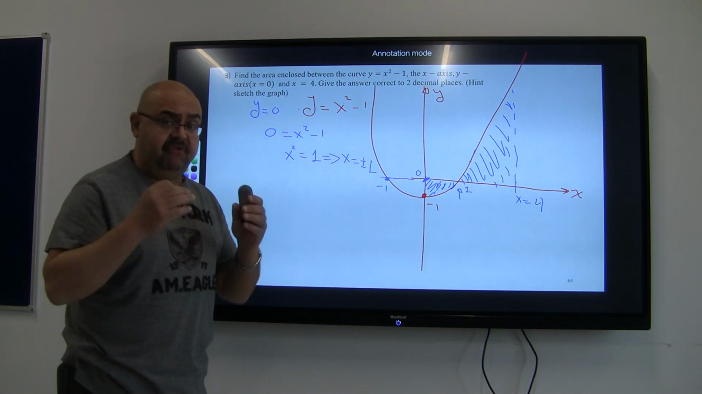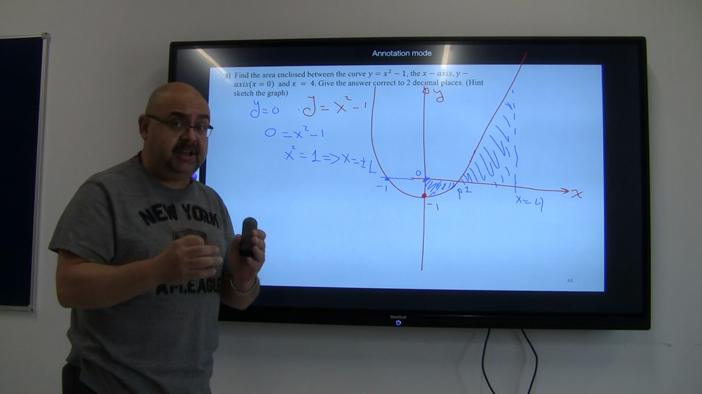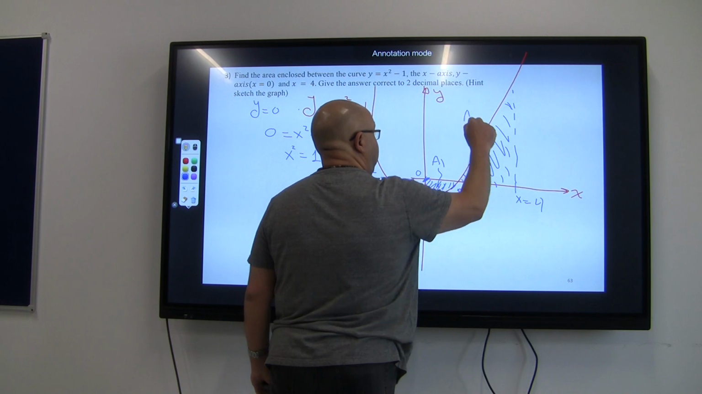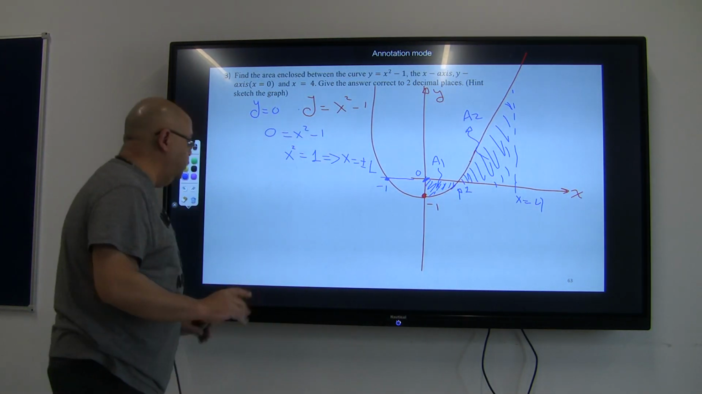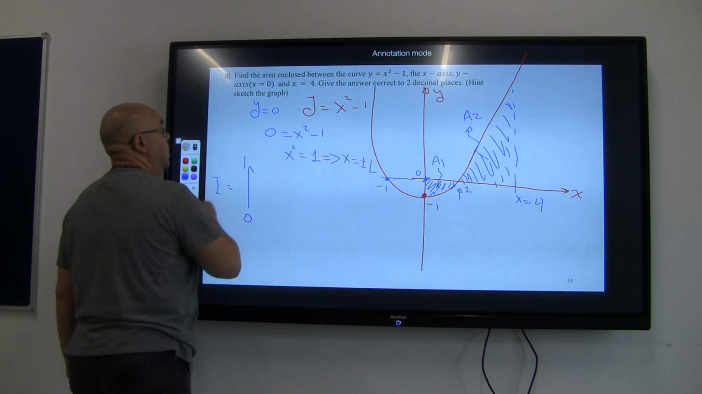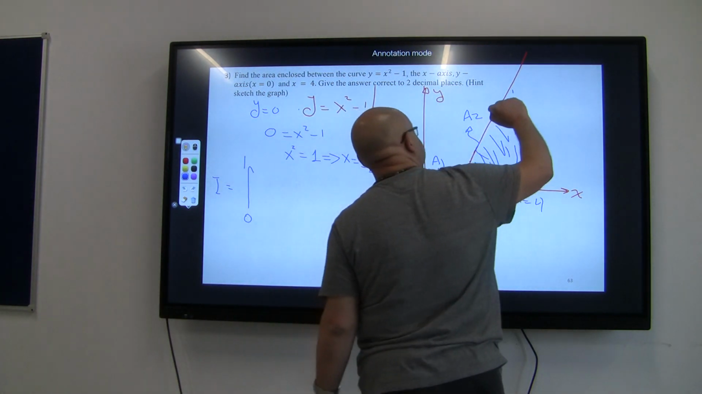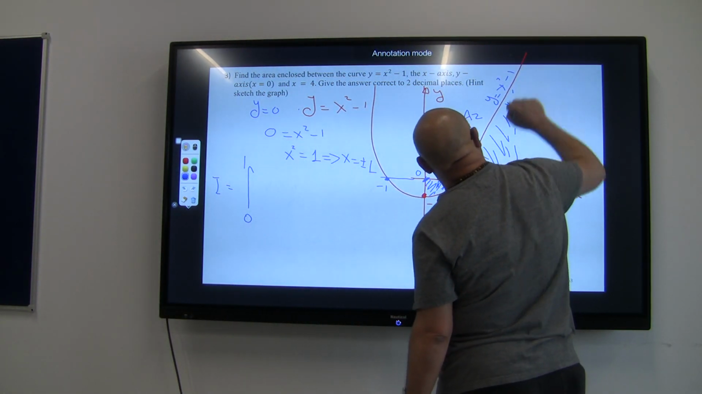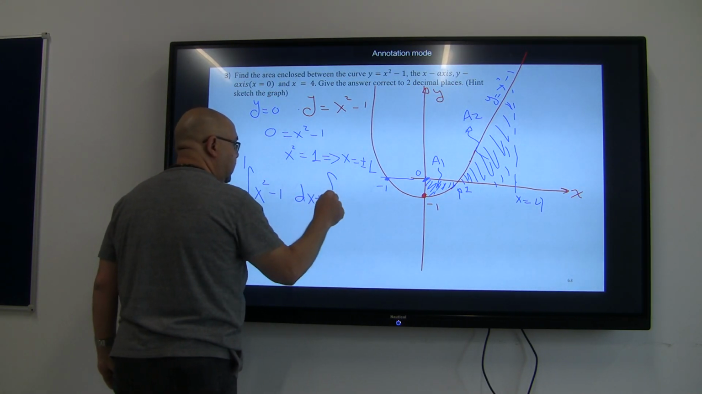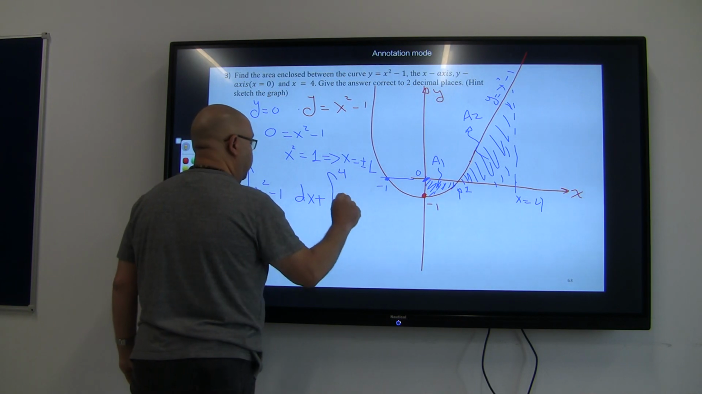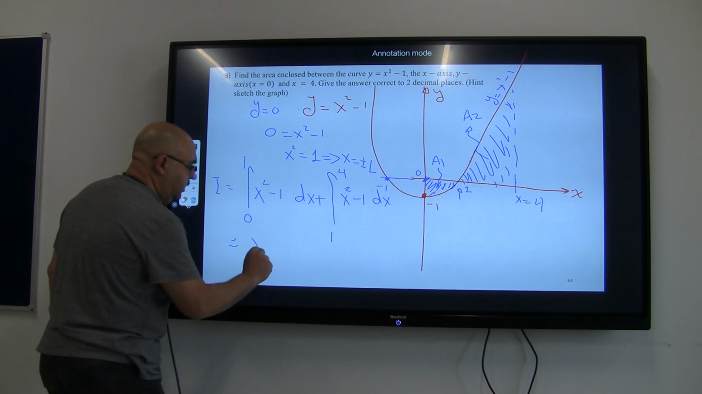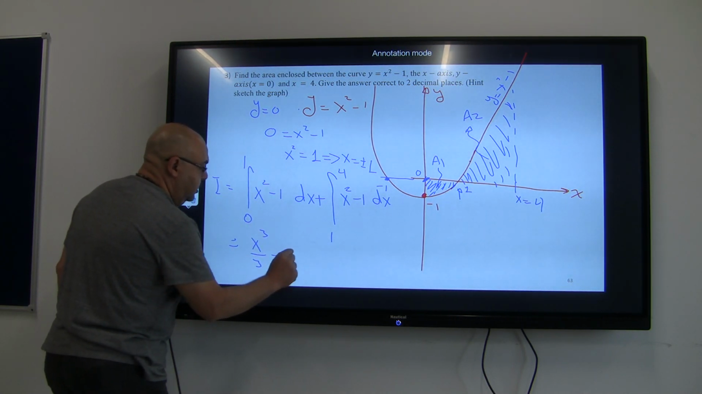Now I'm ready to get my exact area. This is going to be A1, this is going to be A2. All I have to do is integrate from 0 to 1 the function y equal x squared minus 1, so x squared minus 1 with respect to x, plus integrating from 1 to 4 the same function, x squared minus 1 with respect to x. The antiderivative is simply x cubed over 3 minus x.